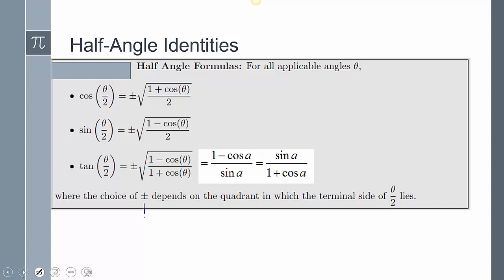Now just remember the plus or minus depends on the quadrant in which the terminal side of theta over 2 lies. Okay, so that's important. The plus or minus is where the terminal side of theta over 2 lies. So we have to think with respect to where it's supposed to be.